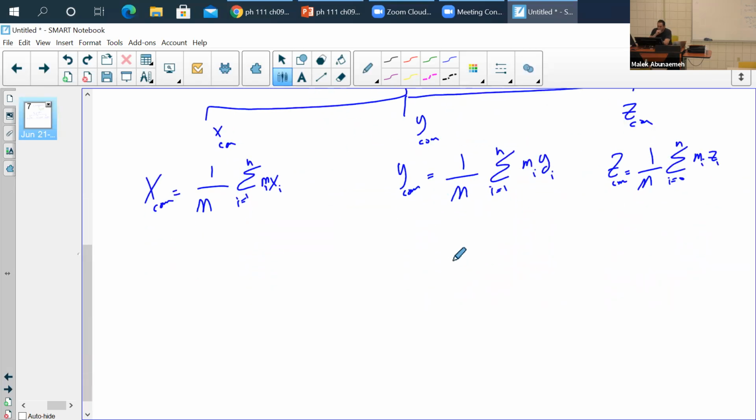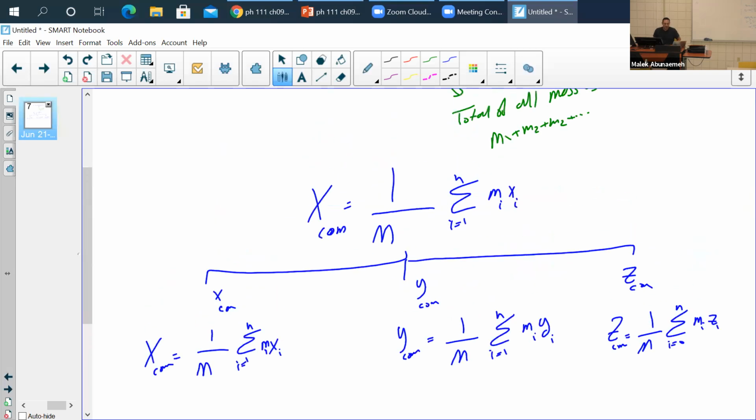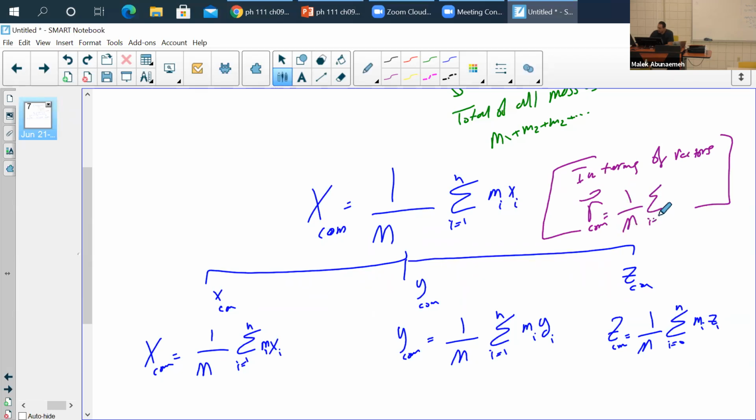So basically, let me go right ahead and write this down. We can define the center of mass in terms of vectors as vector R, which is your X, Y, and Z for the center of mass, equal to 1 over your mass times the sum from i equals 1 to N of m_i r_i.